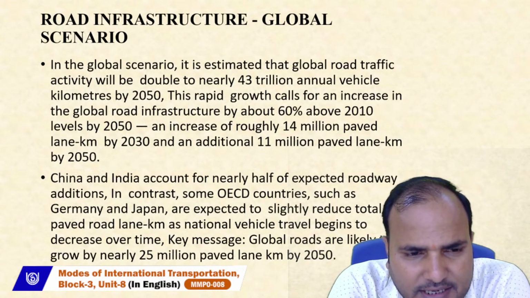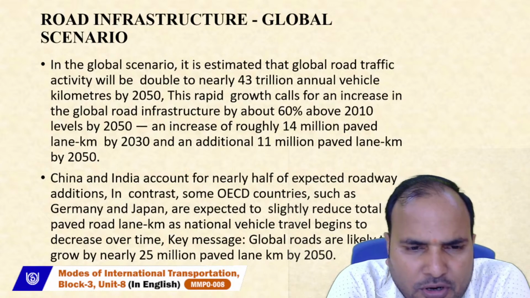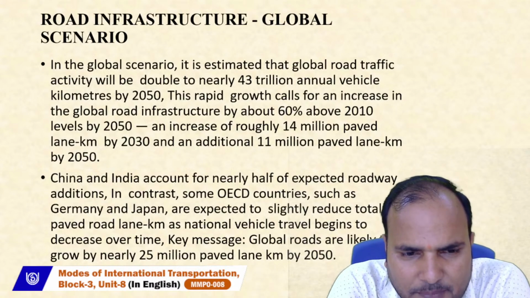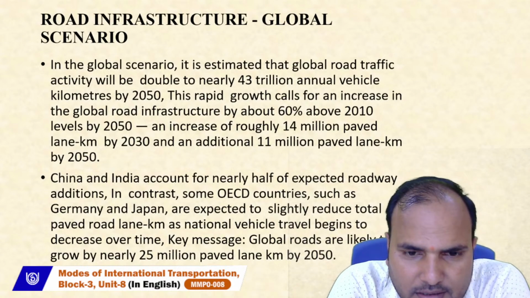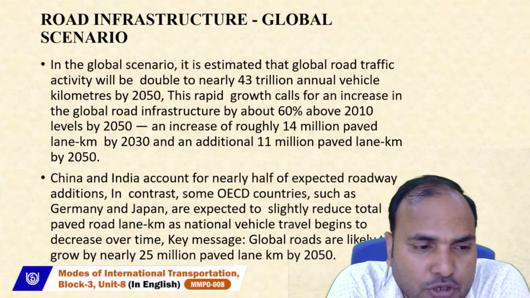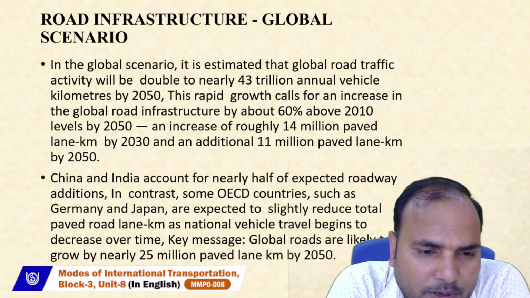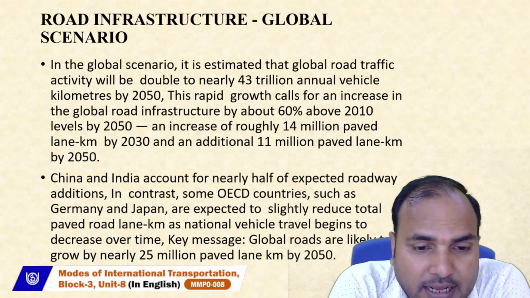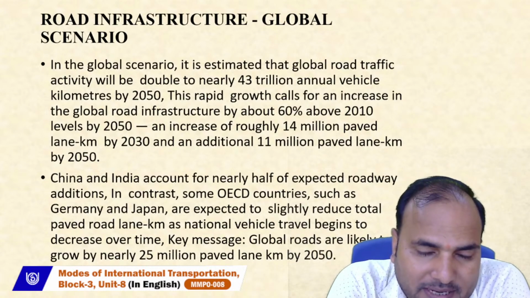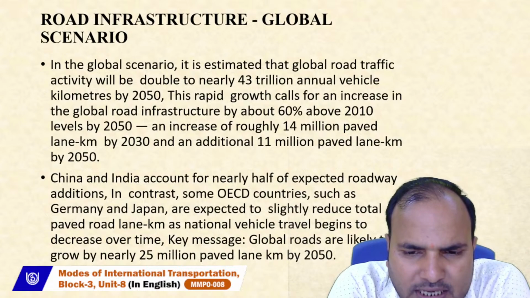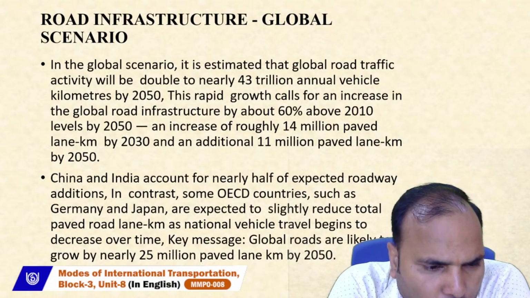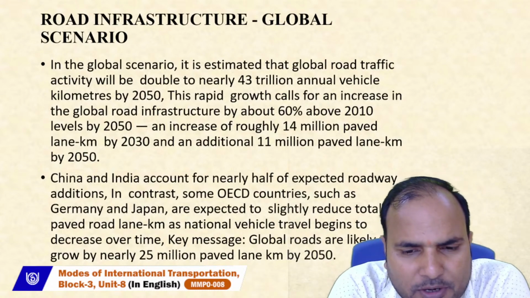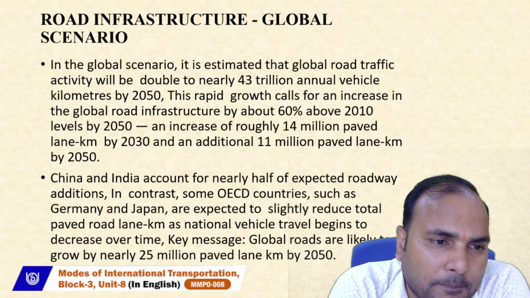In contrast, some of the OECD countries such as Germany and Japan are expected to slightly reduce the total paved road lane kilometers as national vehicle travel begins to decrease over time. So the key message here: global roads are likely to grow by nearly 25 million paved lane kilometers by 2050.